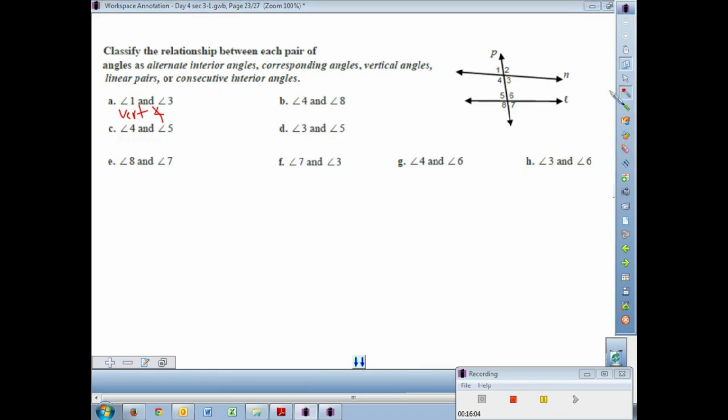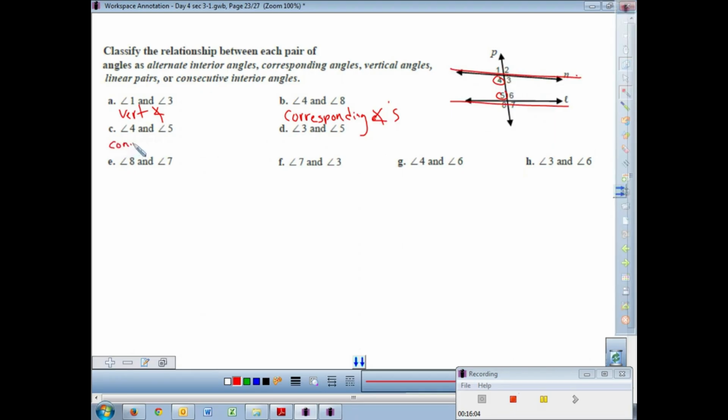So we definitely knew about vertical angles. Now, in part B, angle 4 and angle 8. Those are one of the new types. Since angle 4 is to the left of the transversal and below its line, and angle 8 is to the left and below, those are what we call corresponding angles. And we'll spell the whole thing out. Corresponding angles. You can use the angle symbol. That's fine. Then angles 4 and 5. They are between these two lines, so they are interior, and they're on the same side, so those are consecutive interior angles.